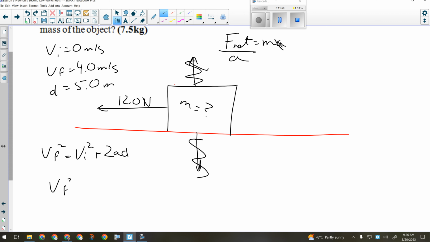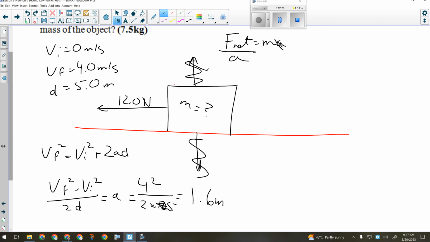So VF squared minus VI squared over 2D is going to equal A. So we're going to have 4 squared divided by 2 times 5. Okay, so 16 over 10 should give me 1.6 meters per second squared west. And then from there I should just be able to divide those two. Take my 12 divided by 1.6 and that should give me 7.5 kilograms.